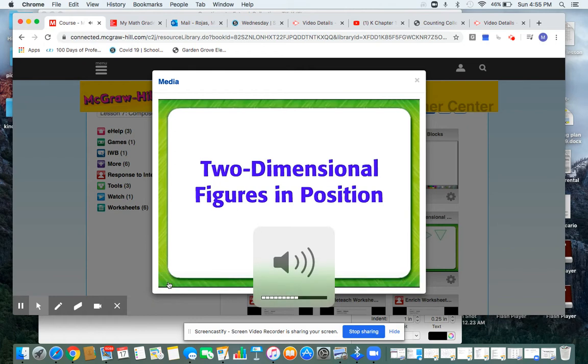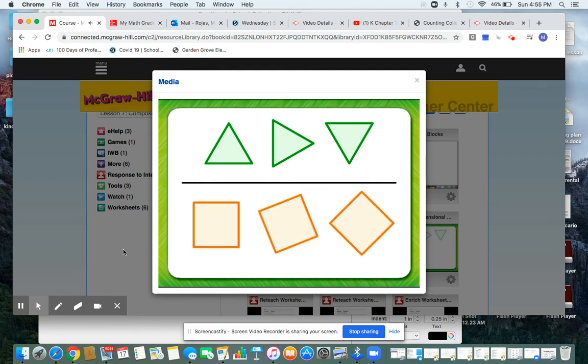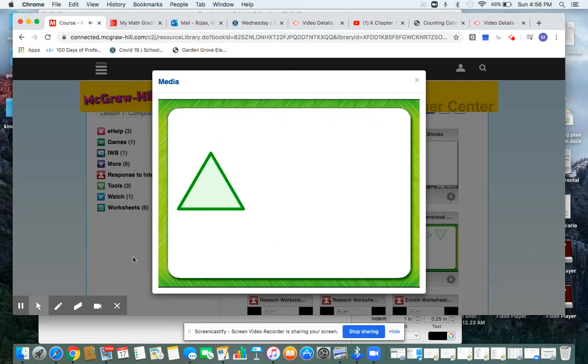Two-dimensional figures in position. Did you know that you can turn a triangle and a square so they are in different positions? Just watch. First is the triangle. Watch as the triangle turns and turns again. Let's watch the square as it turns. The square turns and turns again.